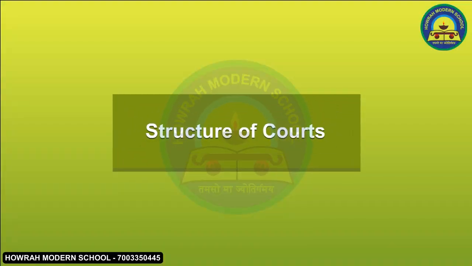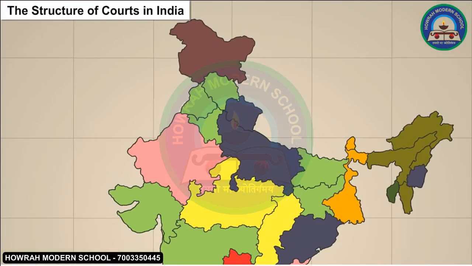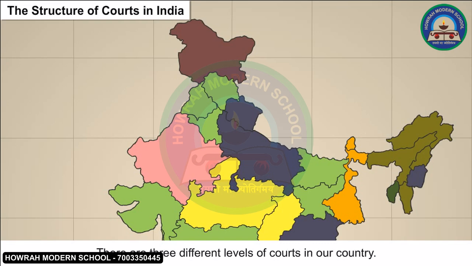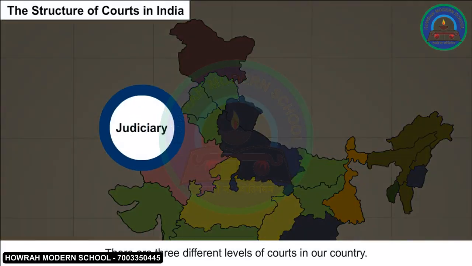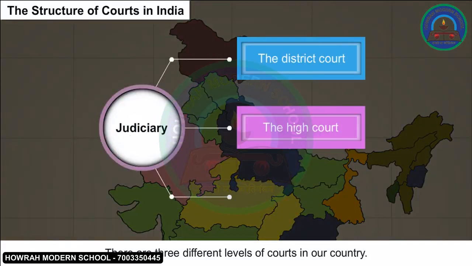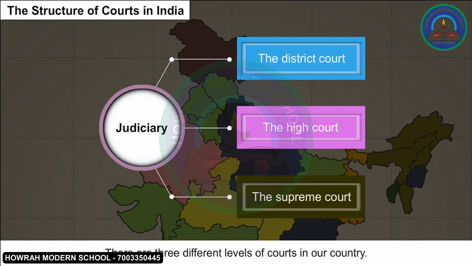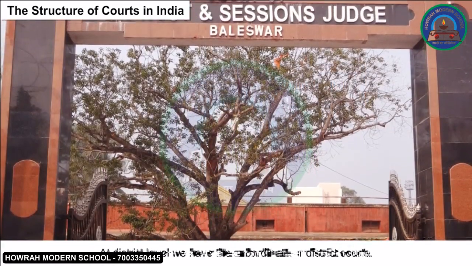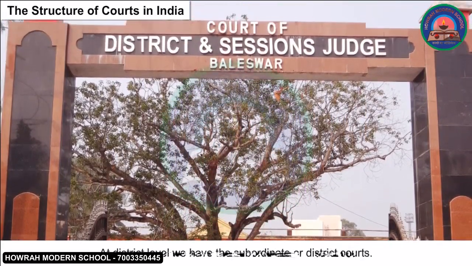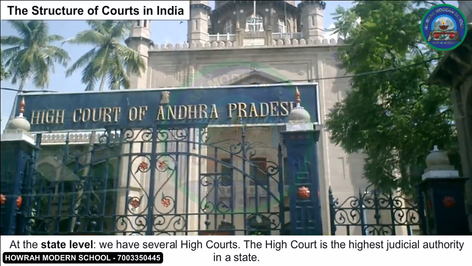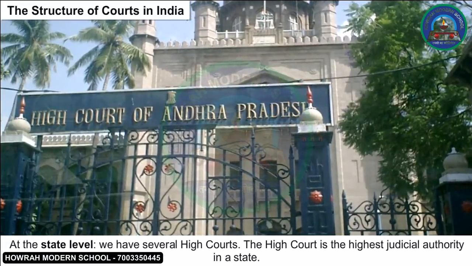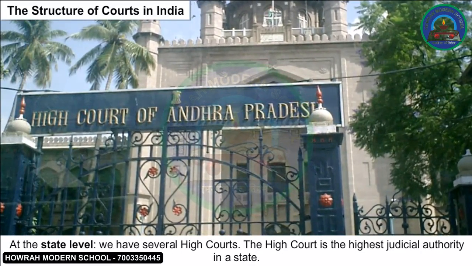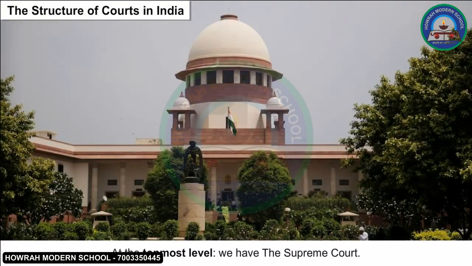Structure of courts. The structure of courts in India. There are 3 different levels of courts in our country: the District Court, the High Court, the Supreme Court. At district level, we have the subordinate or district courts. At the state level, we have several high courts. The High Court is the highest judicial authority in a state. At the topmost level, we have the Supreme Court.